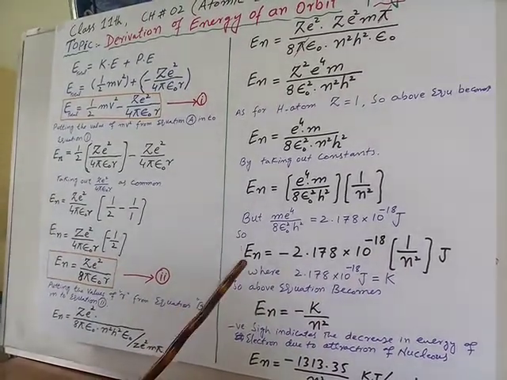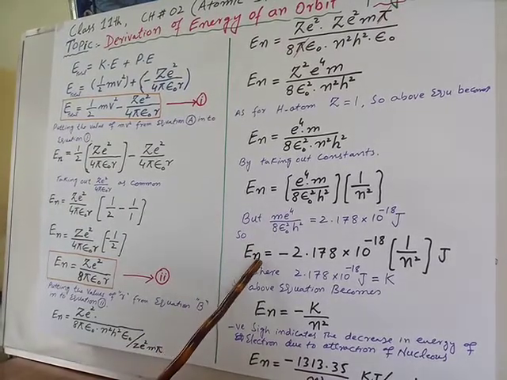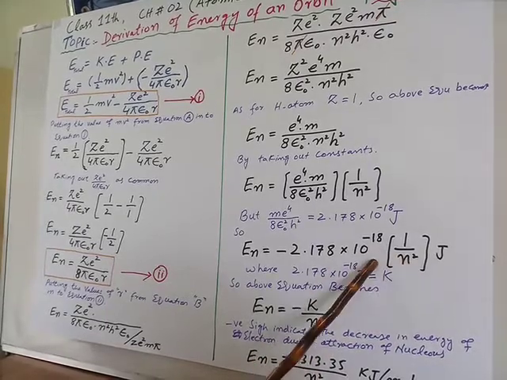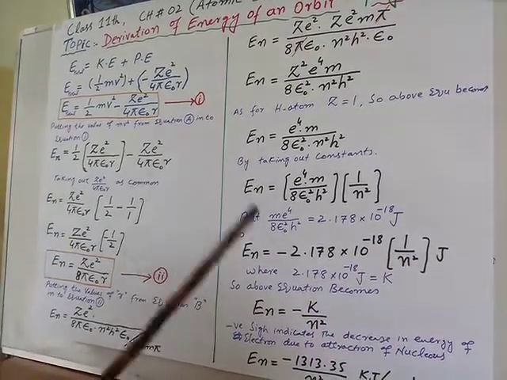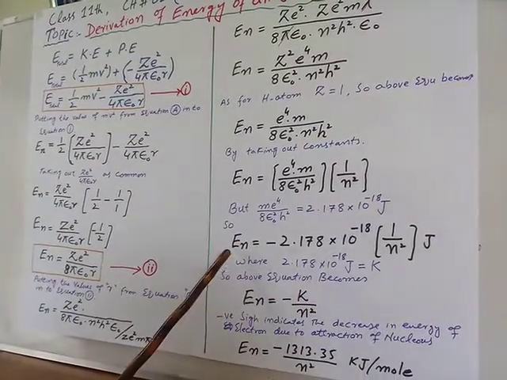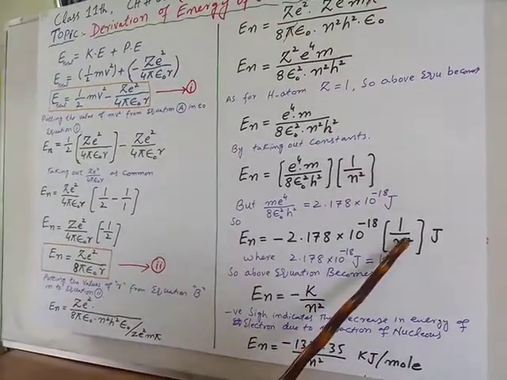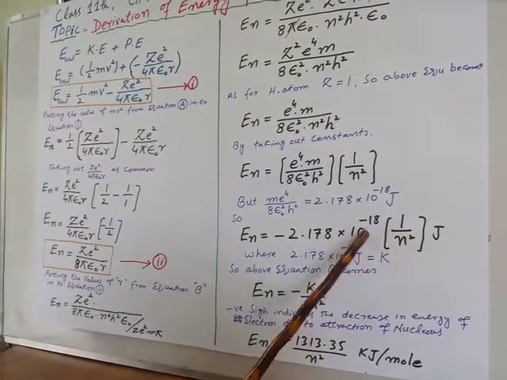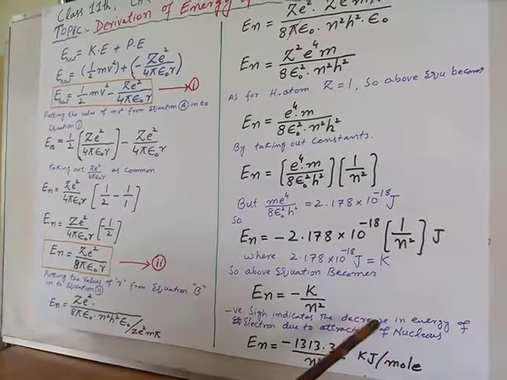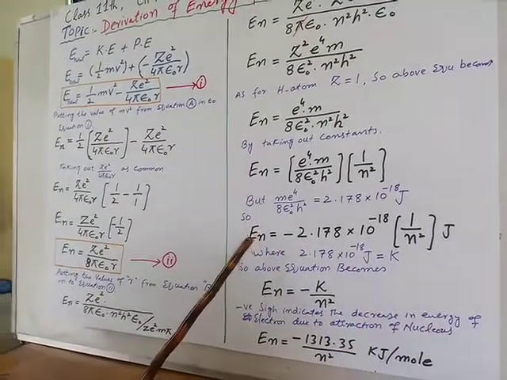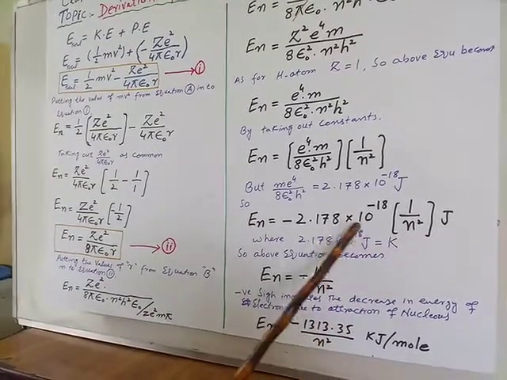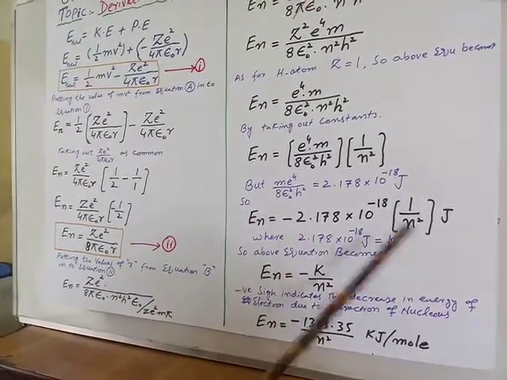If you want to determine the value of energy of any orbit, for example the first orbit, put E1 and 1 instead of n, and after calculation you will get this value. Similarly, for the energy of the second orbit, write E2 and 2 square, so it will be 4, so divide this term by 4. Similarly, for the third orbit, put E3 and 3 square, so 9, so divide this term by 9, and you will get the corresponding energy.